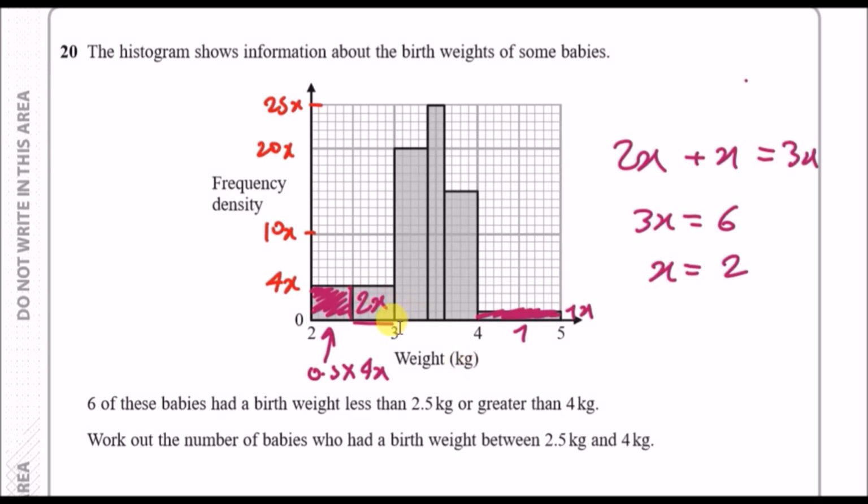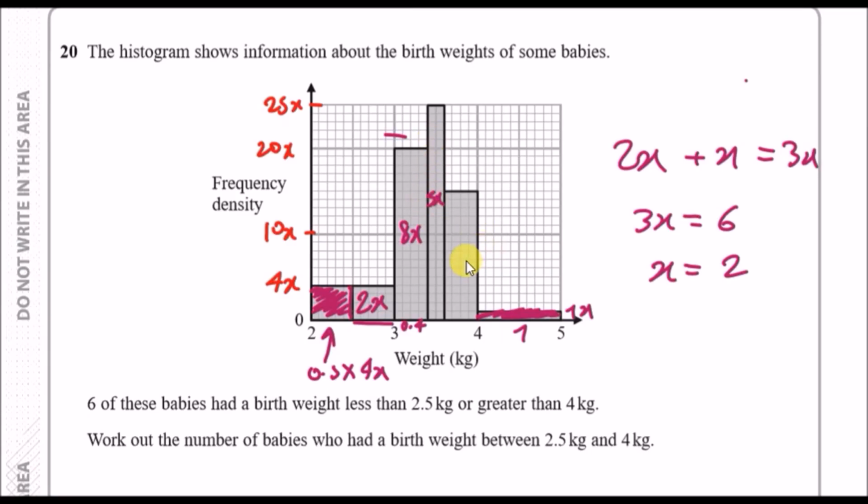This middle block here is, oh god, that block is ugly. So it's 0.4 across. It's got a height of 20x. So 0.4 times 20x. 0.4 times 20 is 8. So this area is 8x. Now this skinny block is 0.2 across times 25. So 0.2 times 25 is 5. So this skinny block is 5x.